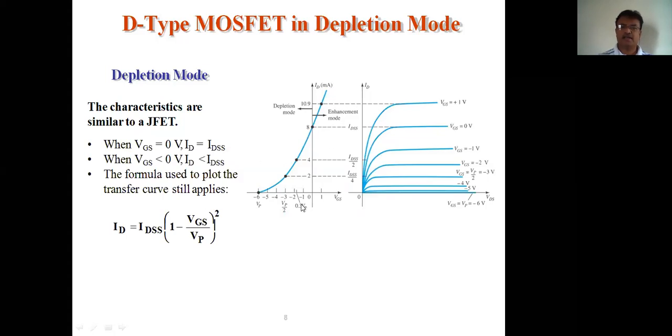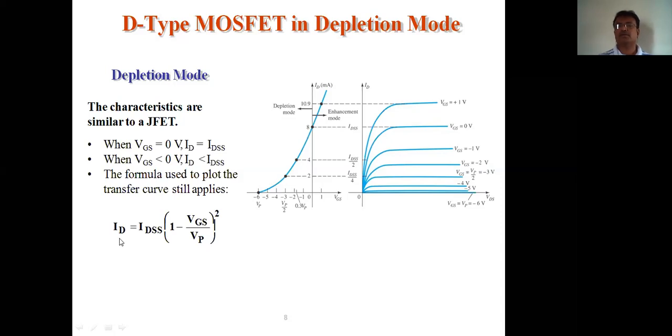When VGS is 0, ID is IDSS, the drain to source saturation current. When VGS is less than 0, ID is less than IDSS. The formula used to plot the transfer curve still applies, the same formula we used for JFET, if you remember. ID is equal to IDSS into 1 minus VGS by VP whole square. Repeat, ID is equal to IDSS into 1 minus VGS by VP whole square.